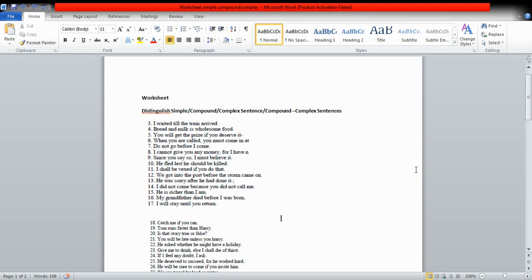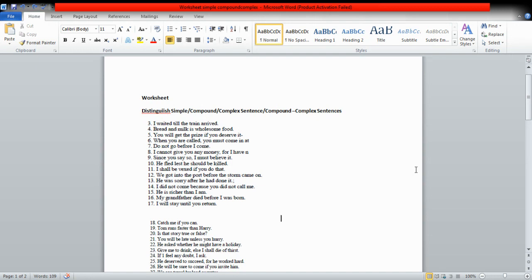And the last is compound complex sentences. In the case of compound complex sentences, we have two independent clauses, and the rest of the clauses are subordinate clauses. So I think the idea is quite properly revised now. So keeping all these ideas in view, we have to start with the worksheet now.